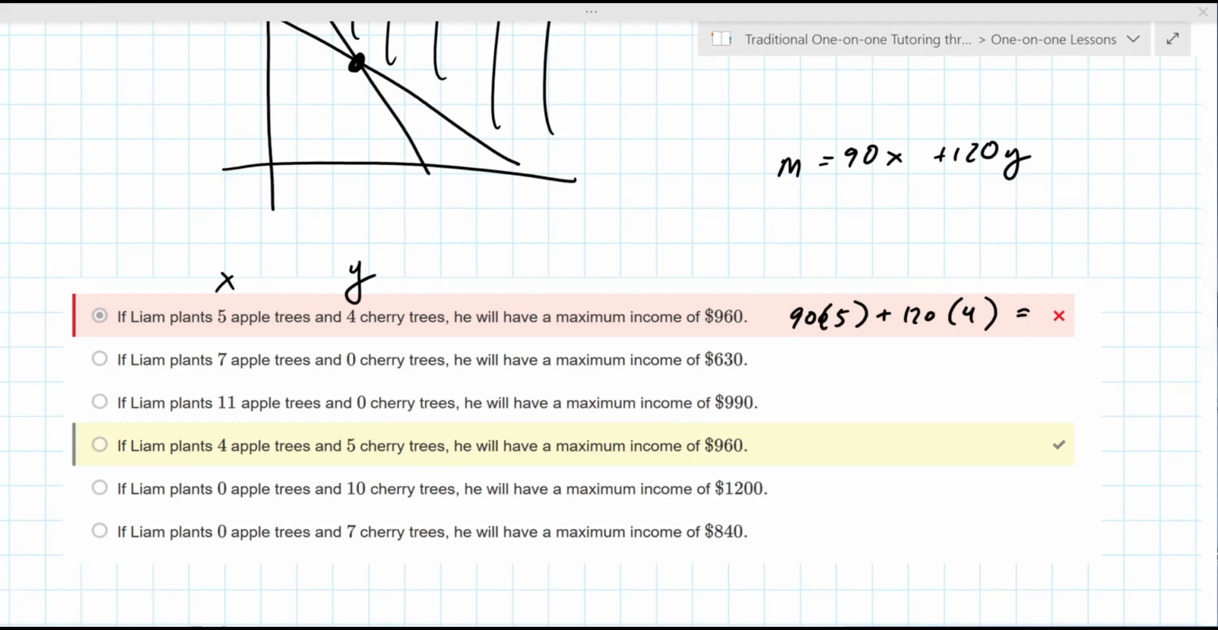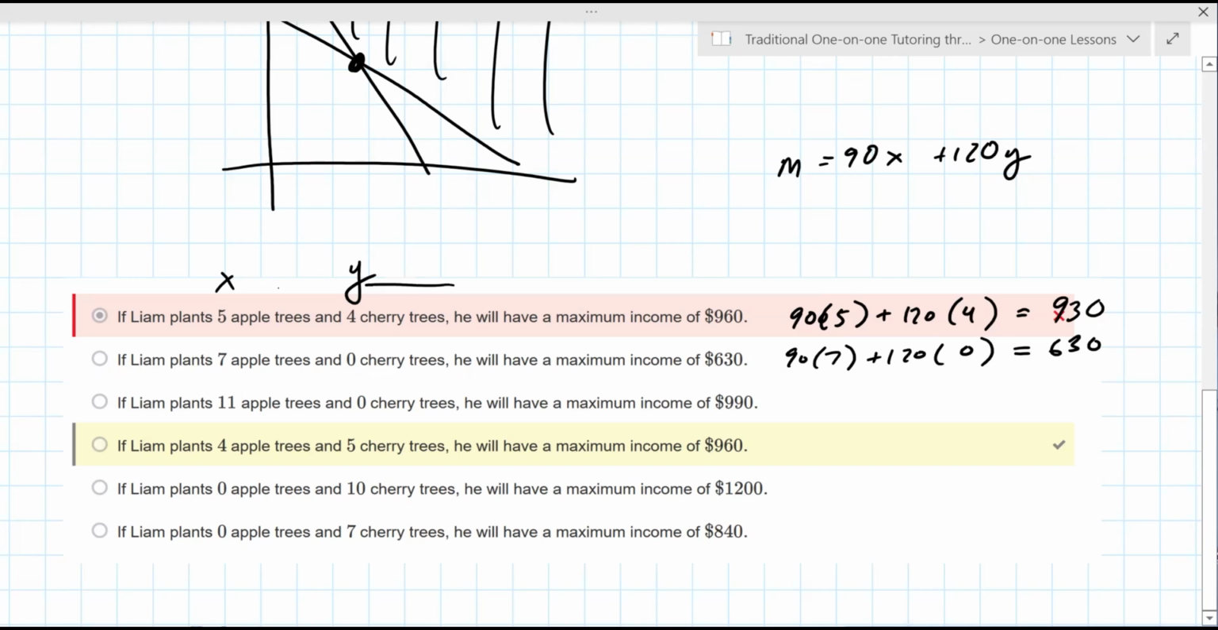I can't remember doing that. Okay, and unfortunately you have to do it for every one. You can't just guess, because this one actually is 930, not 960. So the next one would be 90 times 7 plus 120 times 0, and that gives you 630. But the problem is that's not the maximum one.